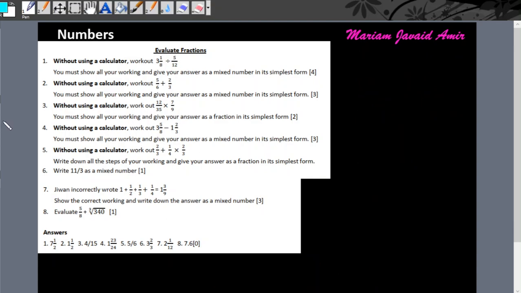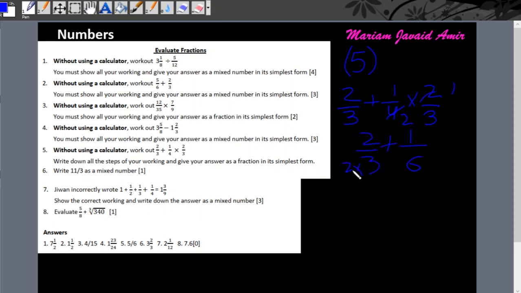Question 5. Without using a calculator, work this out. 2 over 3 plus 1 by 4 times 2 over 3. We have to multiply first, so 2 and 4 get cancelled, so we get 1 by 6 here plus 2 by 3. Next we'll take LCM. For that we're multiplying 2 with the numerator and the denominator as well, so 4 plus 1, which gives us 5 over 6.